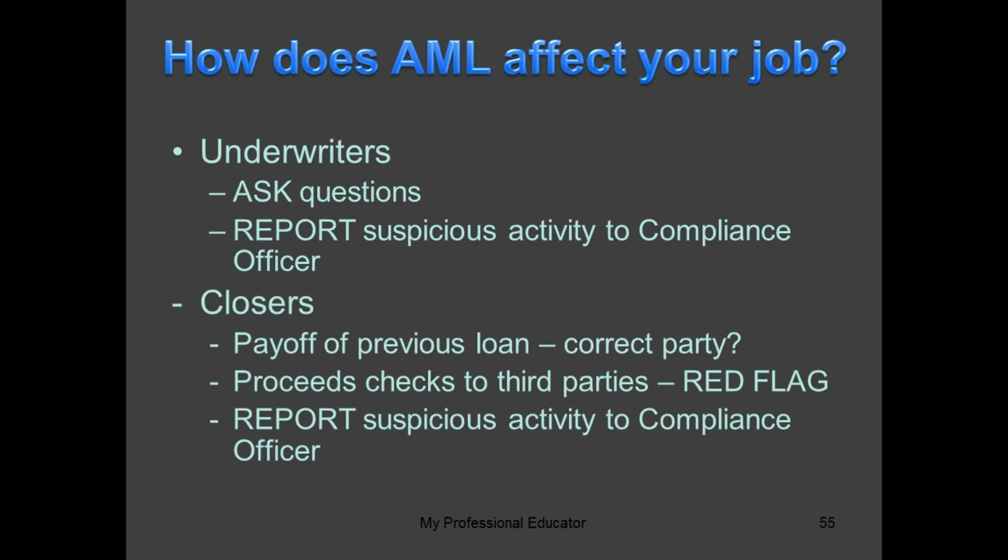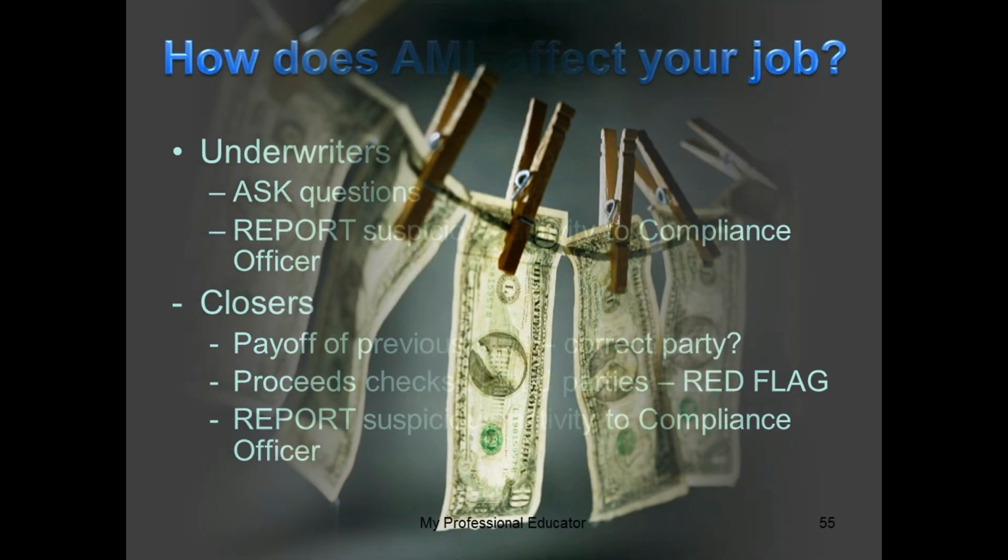Closers. If there's a payoff of a previous loan, make sure the request for the payoff is to the correct party. If they had a loan with Bank of America, make sure it's going to the right party. If there's third parties involved that they're asking checks for, that could be a red flag, so report it to the compliance officer.